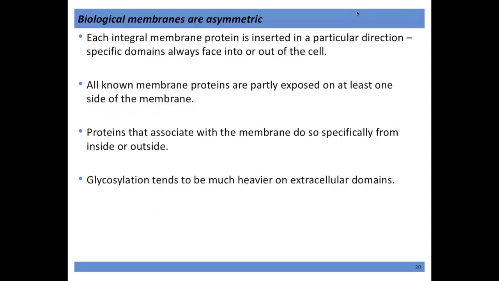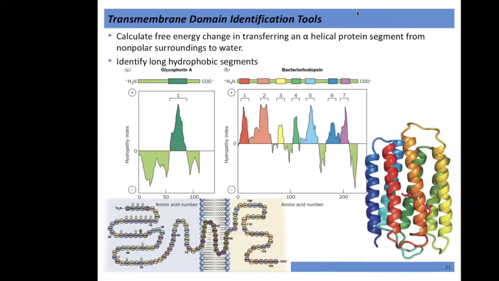I'm not saying that we'll never find that, but if a protein's just buried in the interior of a membrane, you wonder what it's doing there. It's not going to have access to the outside or the inside of the cell. It'd probably have some interesting function if we ever find those. But generally, they're going to be exposed on one side of the membrane because they need to interact with something in the aqueous environment. So you get glycosylation, and that tends to be much heavier on the extracellular domains, those that are on the outside of the cell.